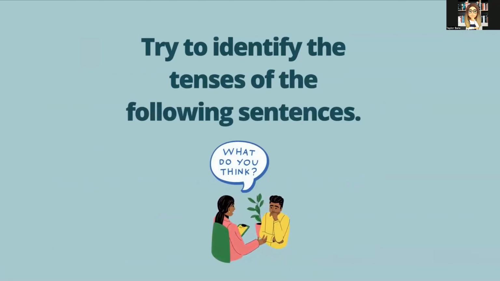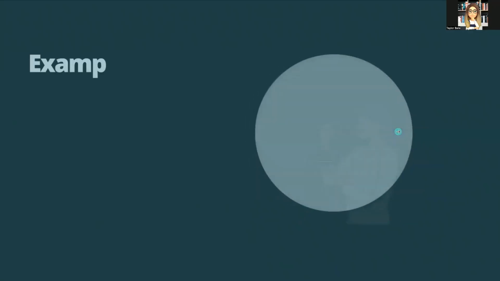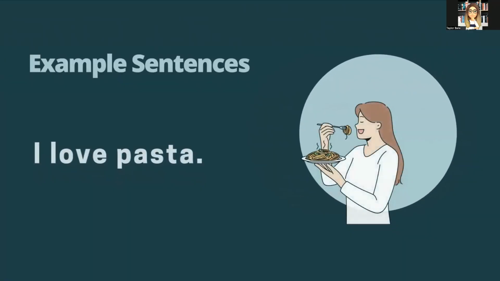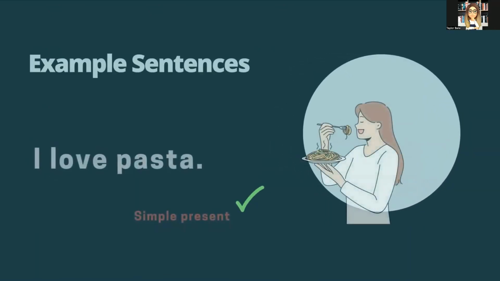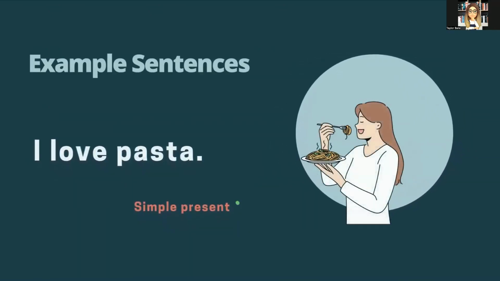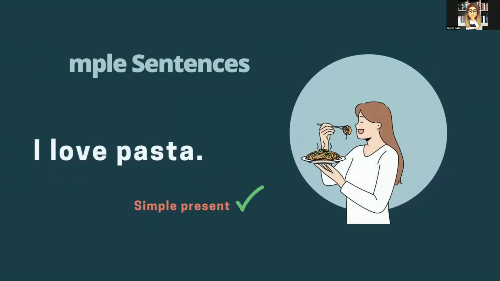So let's try to identify the tenses of the following sentences. What do you think? I love pasta. What is the tense? Look at the form of the verb. Identify the verb. The verb is love. So identify that and think, is it in the simple past, simple present, or simple future? What is the tense? It's simple present. So if you said simple present, you are correct. Good job.